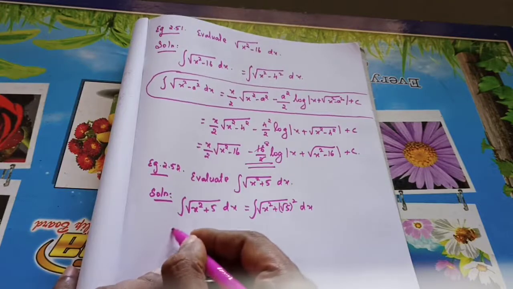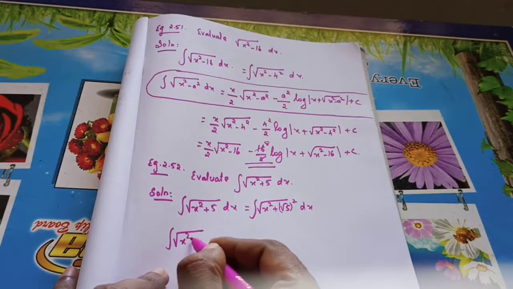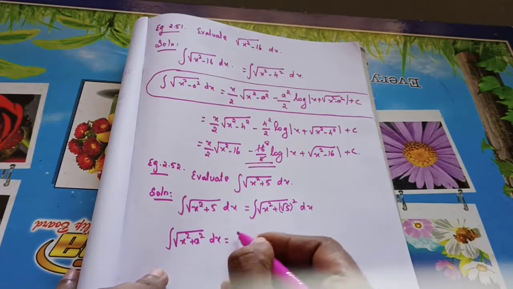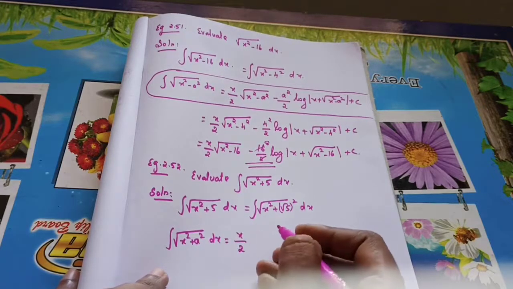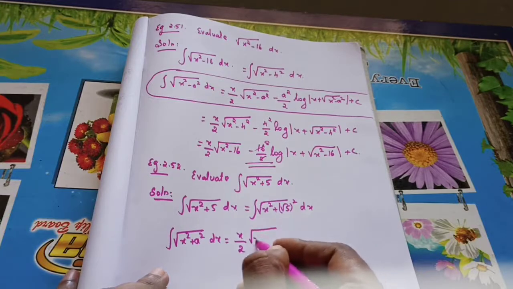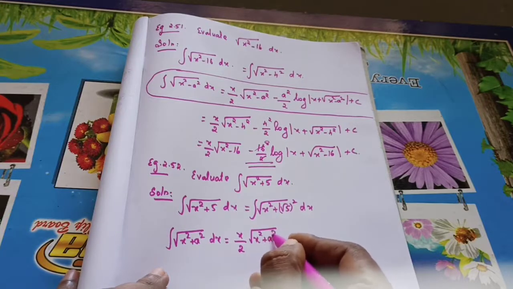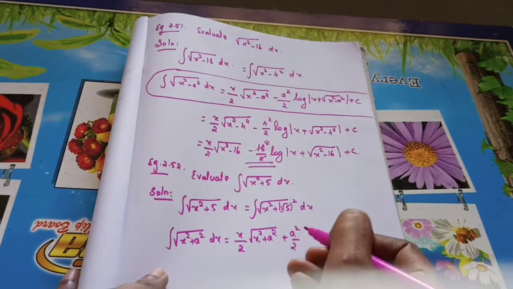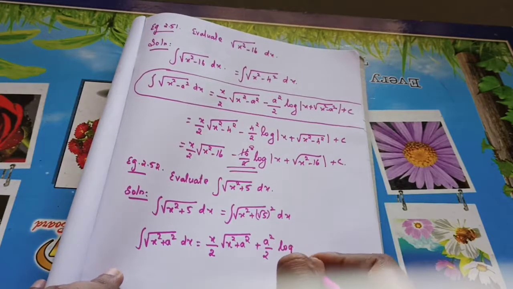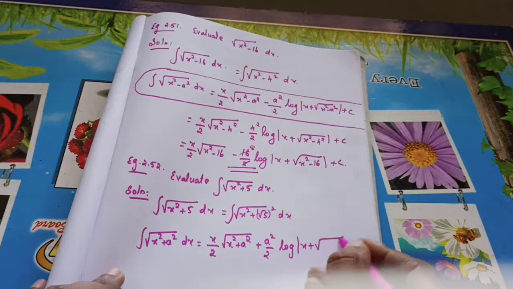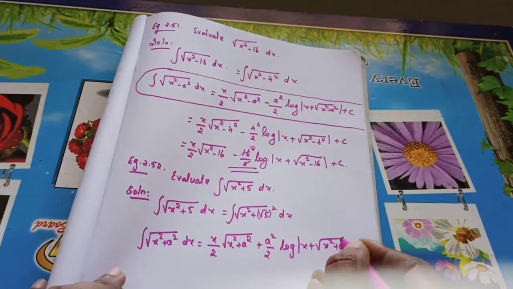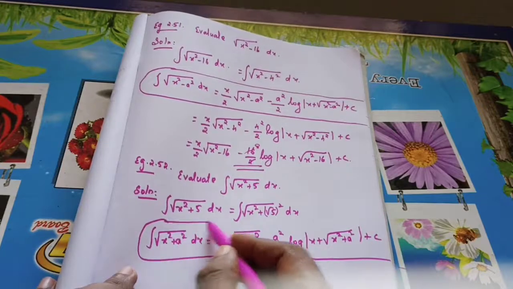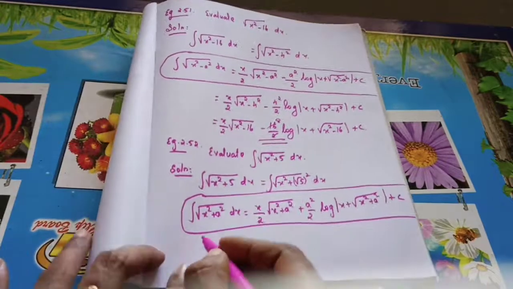So now we can use the formula for x square plus a square dx. What's the formula for x square plus a square? That is the sixth formula. x by 2 square root of x square plus a square, plus a square by 2 log of modulus of x plus square root of x square plus a square, mod close, plus c. So this is the formula we will use here. Okay, so now use it.